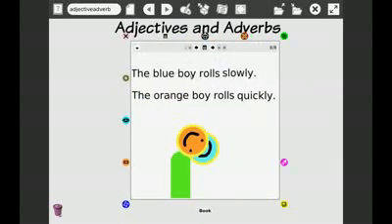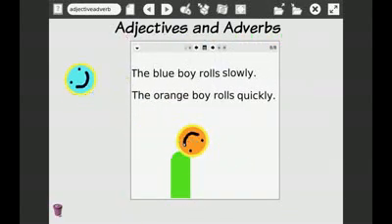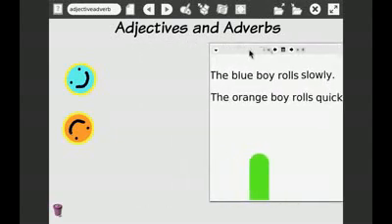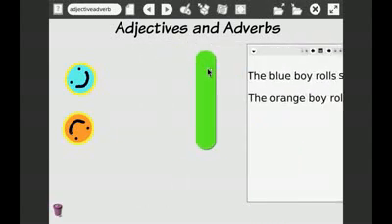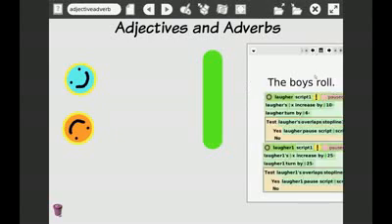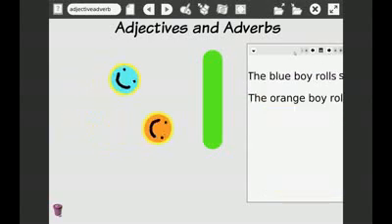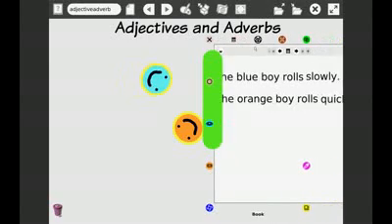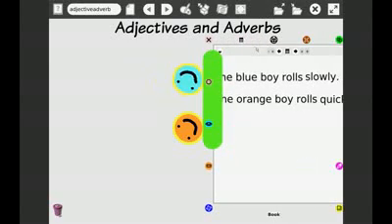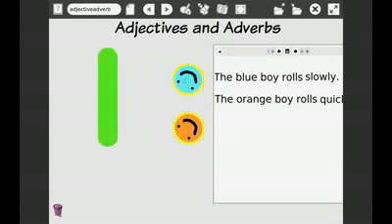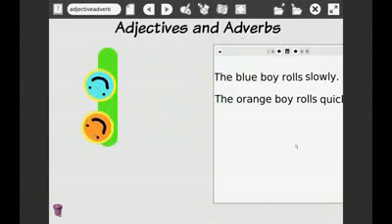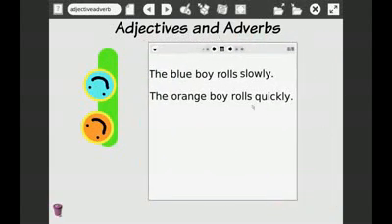So we can say, the blue boy rolls slowly. The orange boy rolls quickly. Let's see that again. These words describe not the boys themselves, but just how they roll. Blue boy rolls slowly. The orange boy rolls quickly. These words, slowly and quickly, don't describe the boys, but they're describing how they roll.